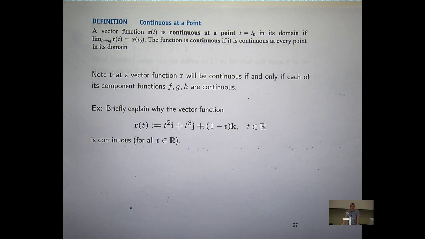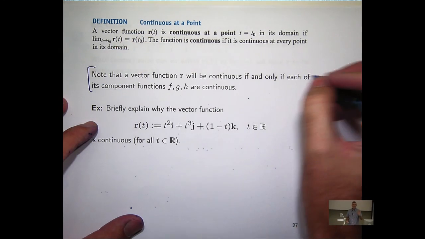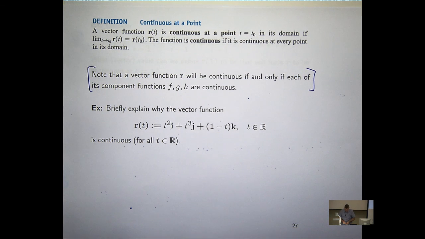All right, so an important concept there. Again, we can break it down to the component functions. A vector function will be continuous if and only if each of its component functions is continuous, right?